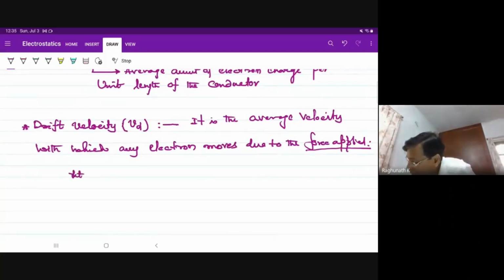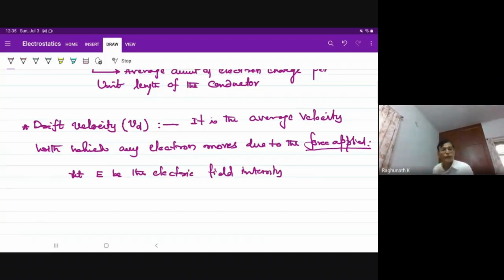Let E be the electric field intensity at a point. Maybe same everywhere or different at different points because the conductor is of non-uniform cross section. E be the electric field intensity at a point, magnitude only I am considering.